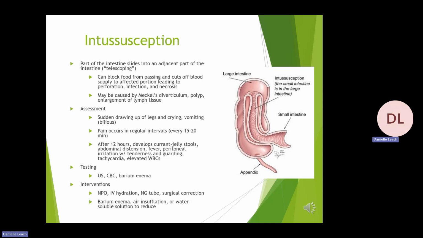They have increased abdominal distension, fever, peritoneal irritation, so they may have tenderness and guarding of the abdominal area, tachycardia, and elevated white blood cells. For testing, you can do an ultrasound or a barium enema to visualize the intussusception, and a CBC. Interventions, they'll immediately be NPO, have an IV with IV fluids, an NG tube to suction, and they can have surgical correction of the problem.